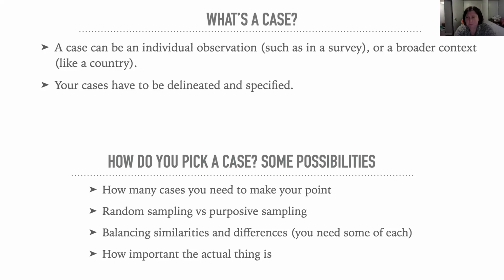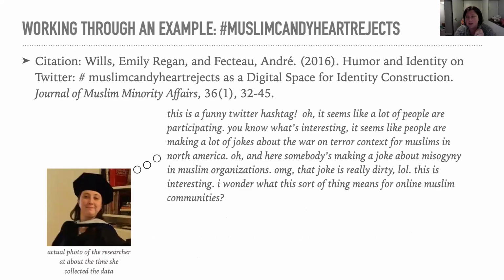So I realize this can all be a bit vague. I've got an example for you guys. We're going to work through an article of mine because I have it handy in my head. You're going to see a lot of examples from my research in the coming weeks because it's the stuff I have to hand. So there's the citation for the article. It's in the Journal of Muslim Minority Affairs. I co-wrote it with a graduate student.